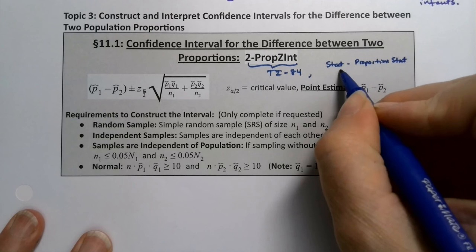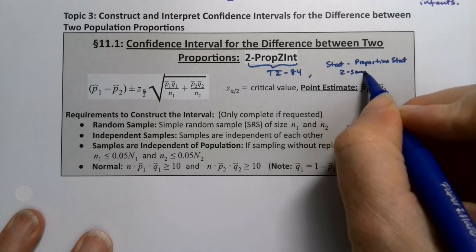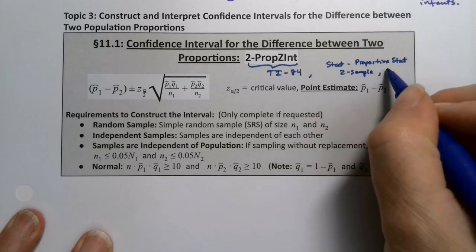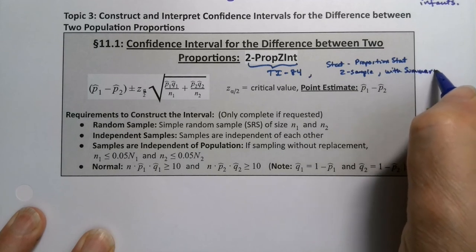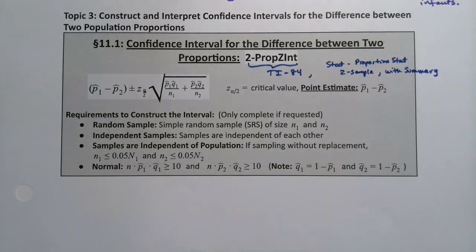You would pick 2 sample, and you would say with summary. Right? Same thing we did to conduct a hypothesis test. It's the same place in StatCrunch. So that part doesn't change for StatCrunch.